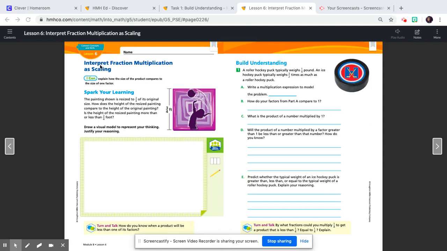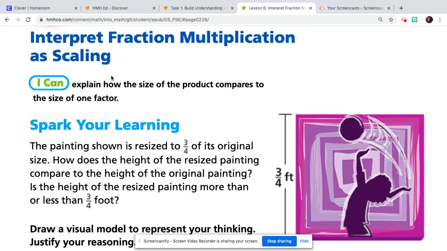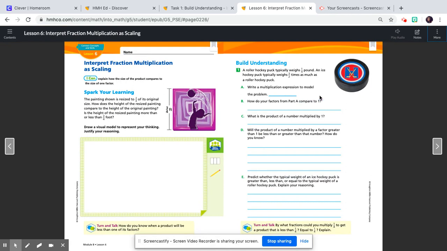This is lesson 6. You are interpreting fraction multiplication as scaling. The objective for this lesson is that you can explain how the size of a product, the answer to a multiplication problem, compares to the size of one of your factors, one of the things you're multiplying with. We're going to start on page 206.